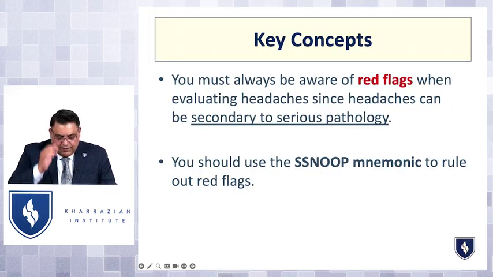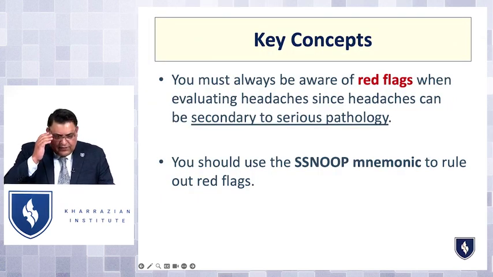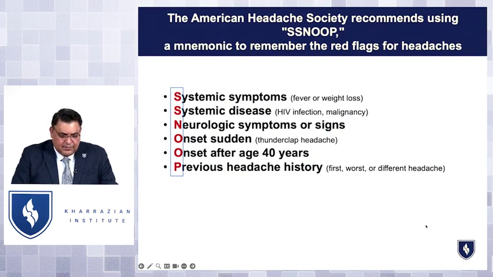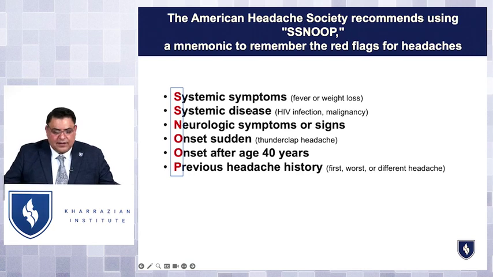So another key concept you have to be aware of as we get into headaches is knowing when it's serious. You have to know when it's a red flag, when you should send someone to get an MRI or a CT scan. This involves what's called the SNOOP mnemonic, which is two S's, two O's, and one P. The two S's stand for systemic symptoms or systemic disease. So they have diabetes, kidney disease, or malignancy, and now they have a brand new headache. You're worried about metastasis or some kind of infection in the brain.